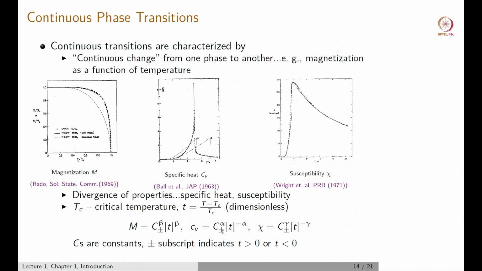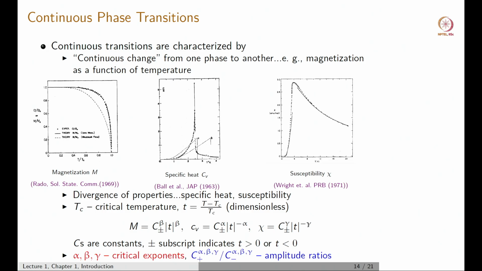Okay, so if you are on this side of Tc, say for example in this picture T is something like 4 Kelvin, then the susceptibility is characterized by C plus gamma T to the minus little gamma. These quantities alpha, beta, gamma are called critical exponents, and the ratios C plus over C minus for each of alpha, beta, gamma are again dimensionless quantities. These are called amplitude ratios.